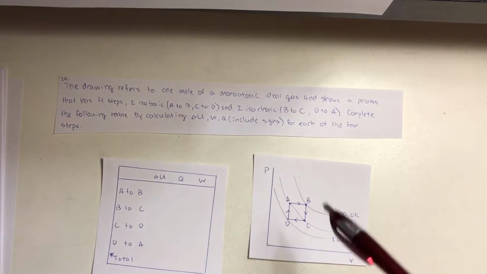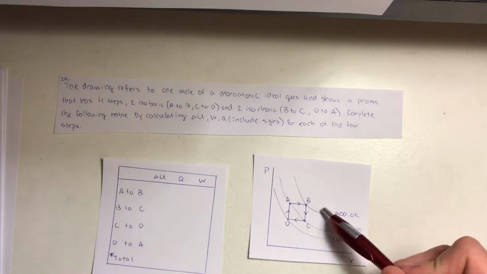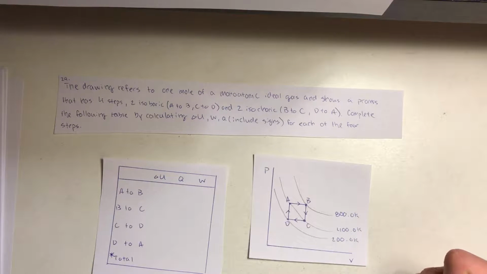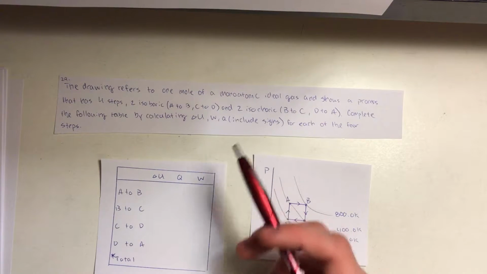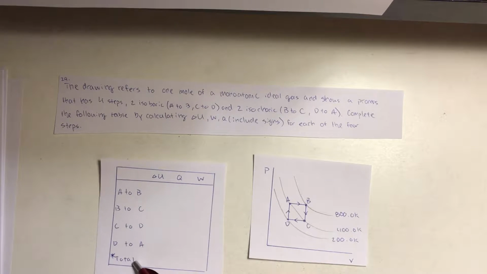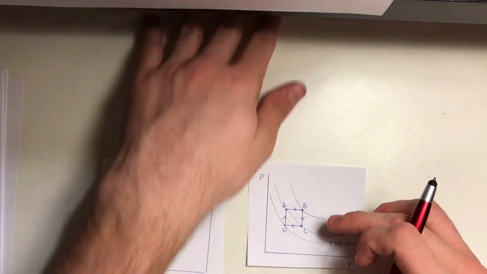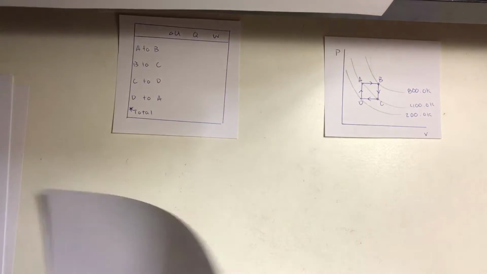This drawing refers to 1 mole of a monatomic ideal gas. It shows a process that has 4 steps, 2 isobaric, 2 isochoric. Complete this table by calculating delta U, the change in internal energy, work, and heat. Include the signs for each of the 4 steps. I also added in this total because that's what we're here for. That's why we care about these heat engines.